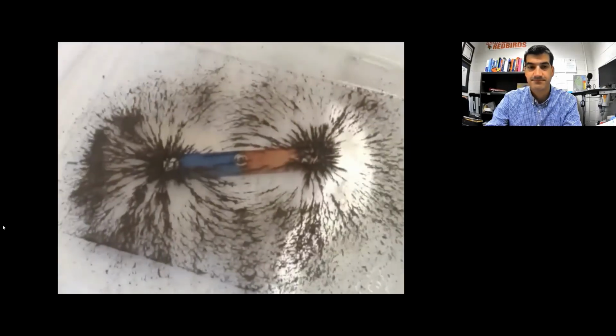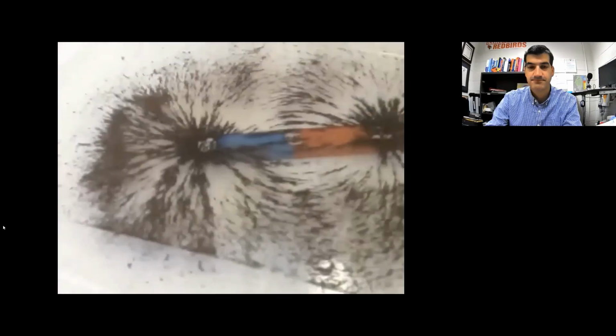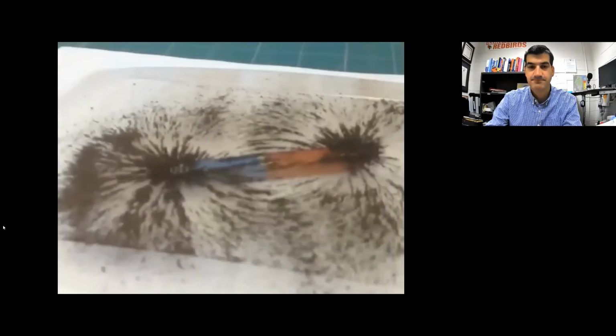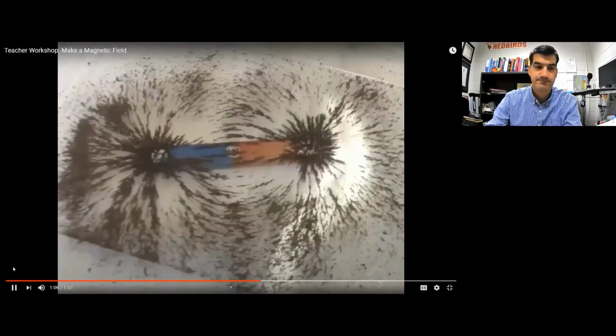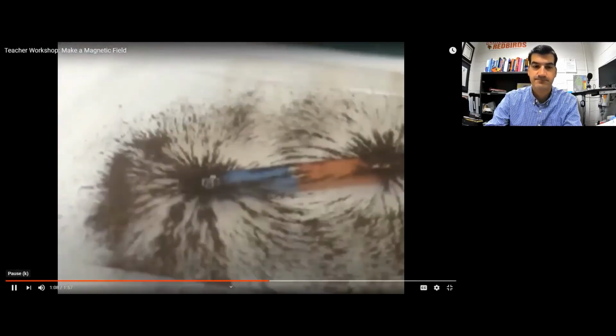When done shaking, make sure kids observe the pattern both overhead and from the side. From the side, they'll observe that the field is three-dimensional, meaning the magnetic field extends in all directions from the North Pole and wraps back around to the South Pole.